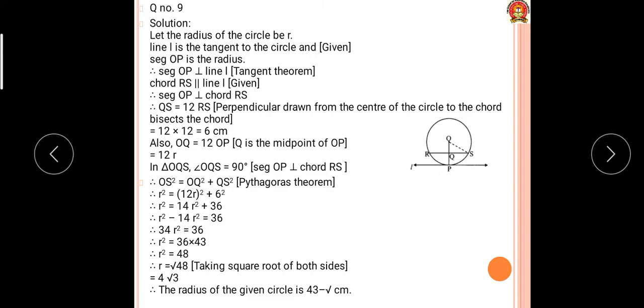And therefore QS is equal to half of RS. Why? Because a perpendicular drawn from the center of the circle to the chord bisects the chord. By using that theorem, we can say that RQ is equal to QS, or QS is equal to half of RS. Now what is QS? QS is 12.